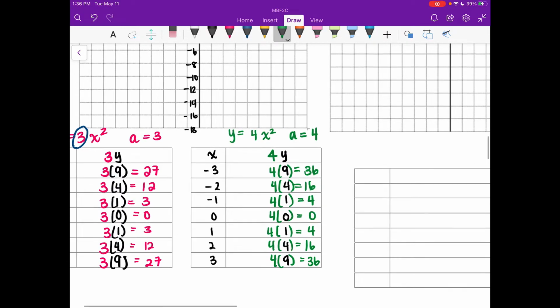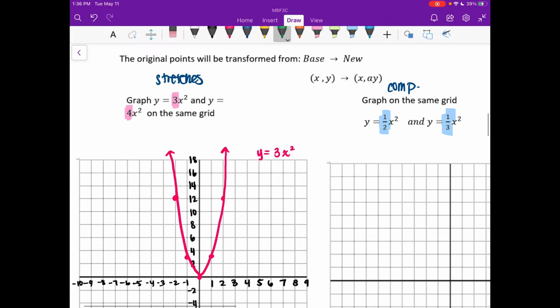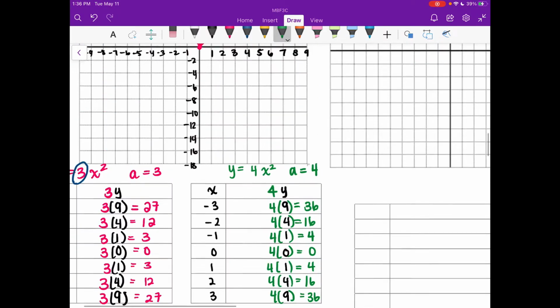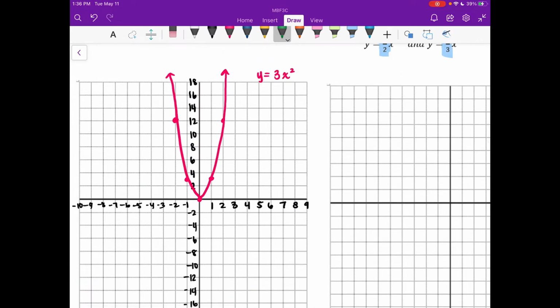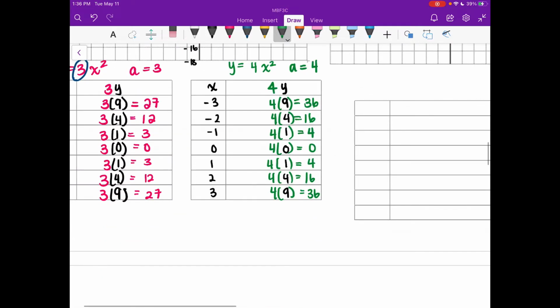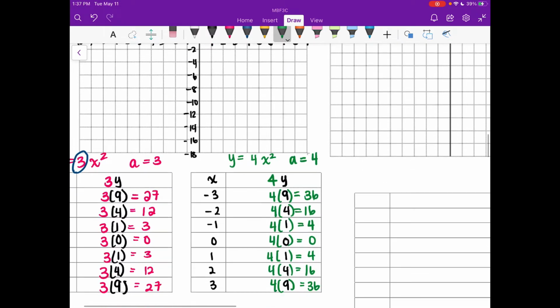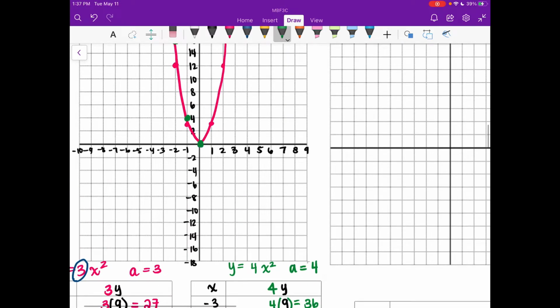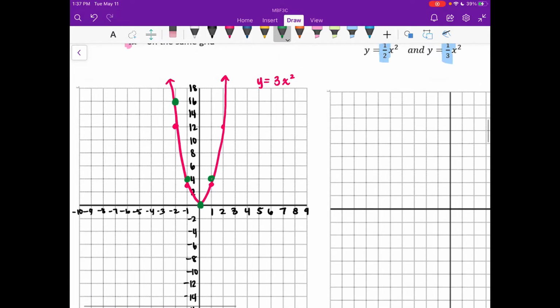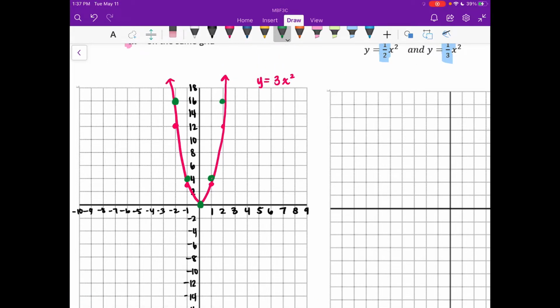These are my new points, -3 and 36. 36 is off the graph, so I'm going to ignore it. -2 and 16, so I'm going to go -2, I'm going to go up to 16, right? Then I know it's -1 and 4, right? So I'm going to go -1, I'm going to go up to 4. Then at 0, 0, 1 goes up to 4, and then 2 is up to 16.